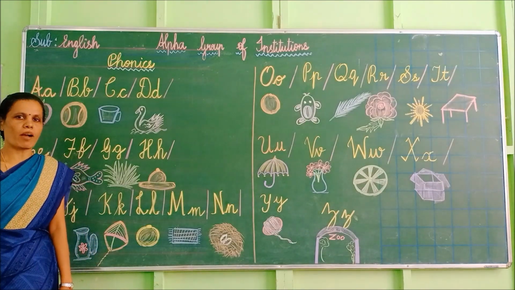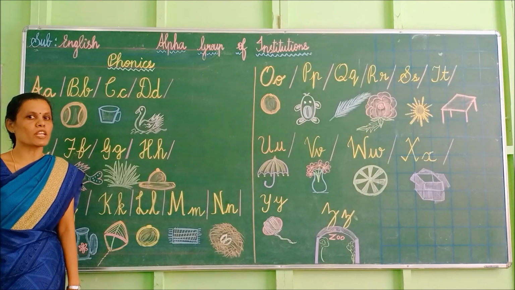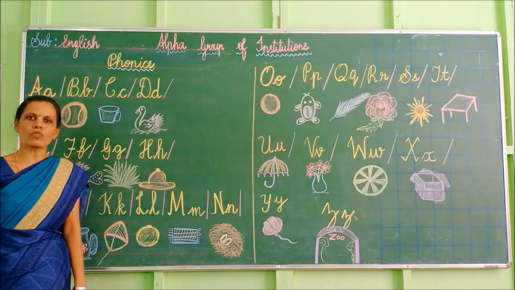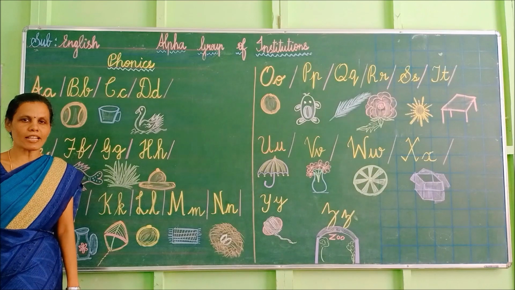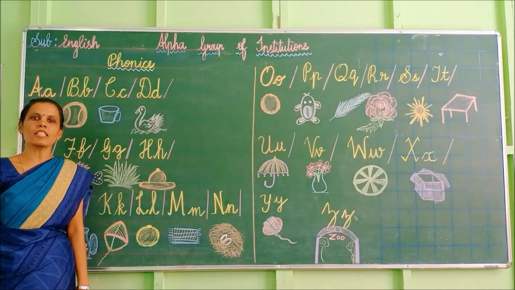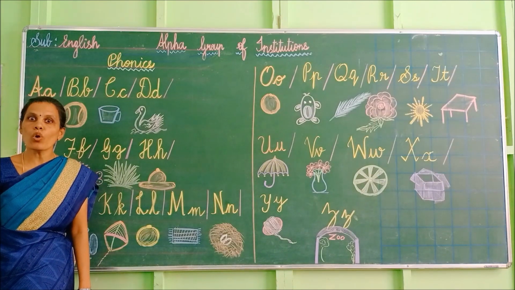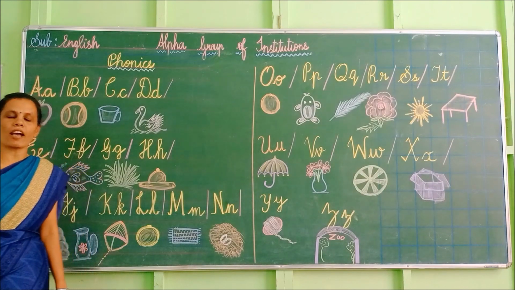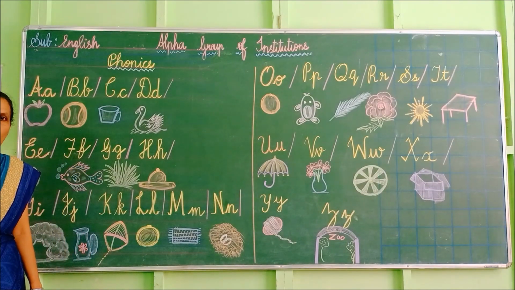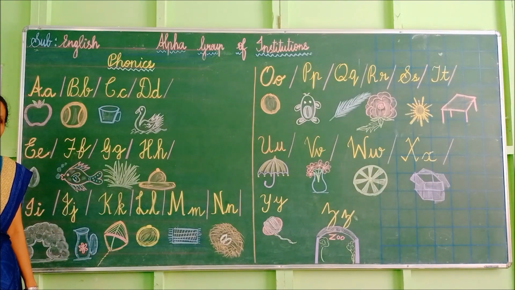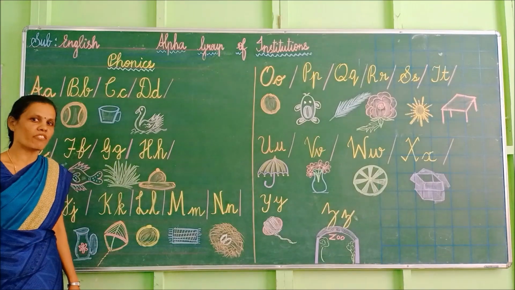In the alphabet family, we have 26 letters. How many letters do we have? 26 letters. Each letter has its own sound. Now we are going to learn the phonic sound of the letters.